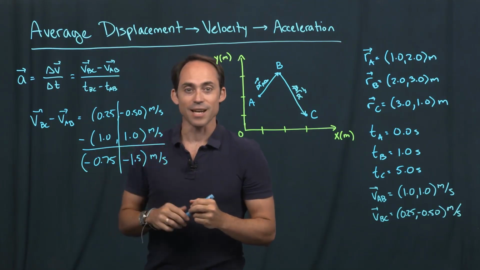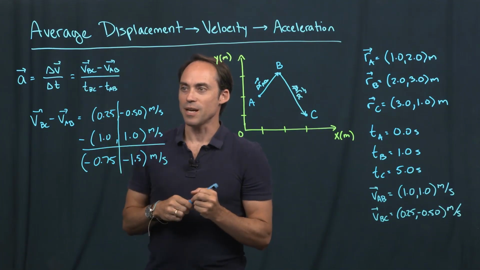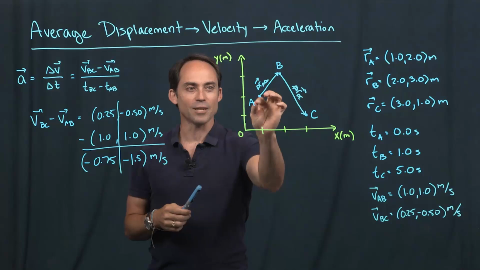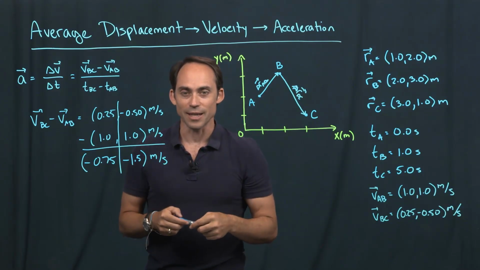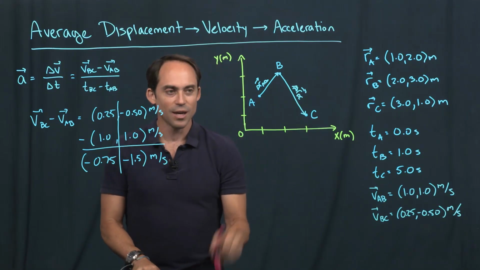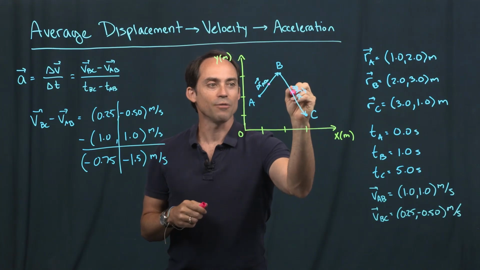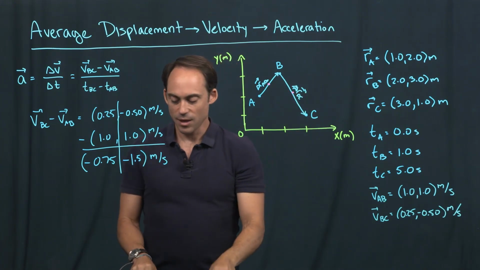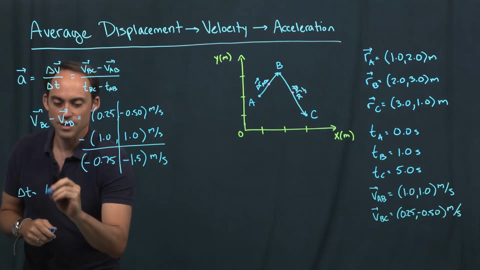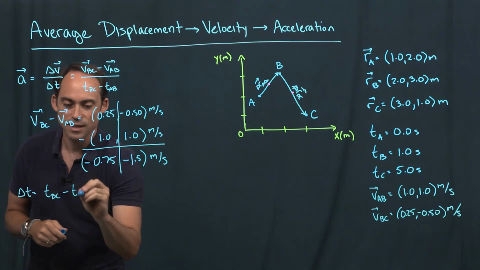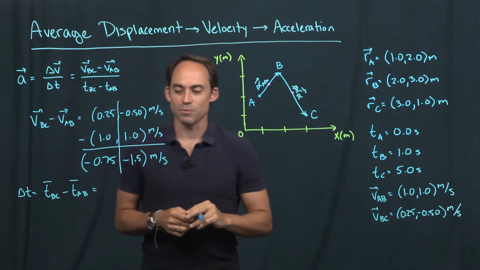Now let's calculate the time. We'll talk about the direction for this in just a moment. The time frame is the difference in the times, but these are kind of unusual times because we're not actually at points. We're talking about the times at which the average velocity was calculated. So we have to choose a couple of midway points in the motion as our reference for the times. Delta t is equal to TBC minus TAB.